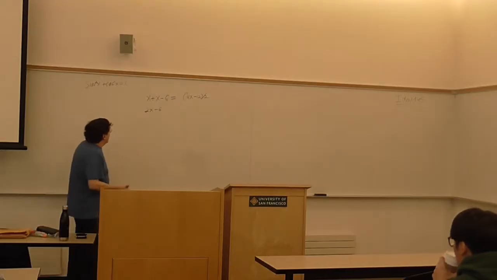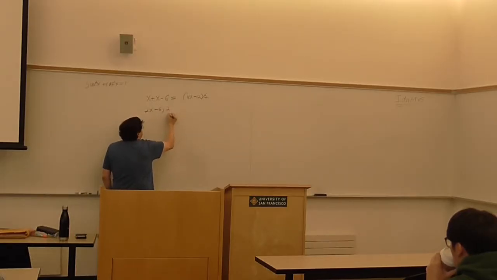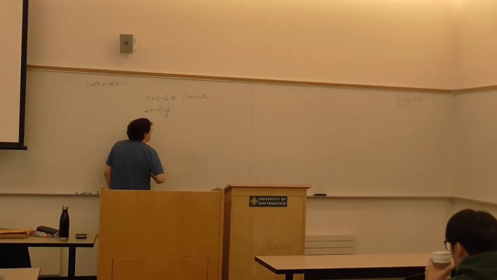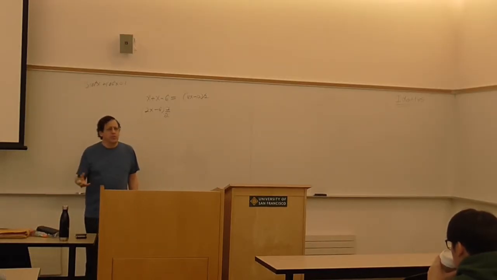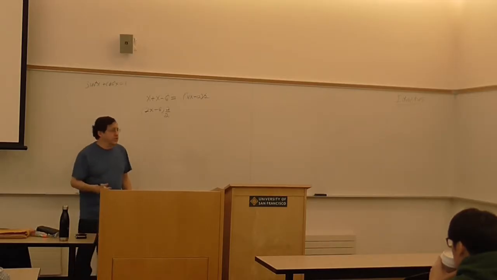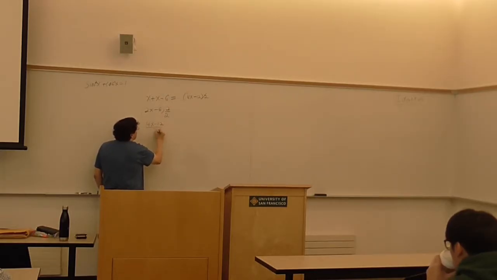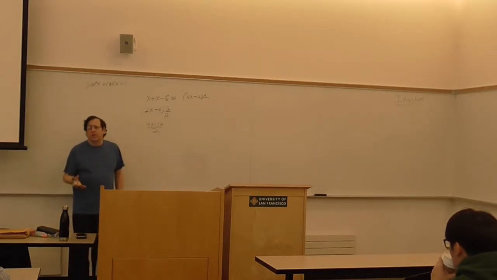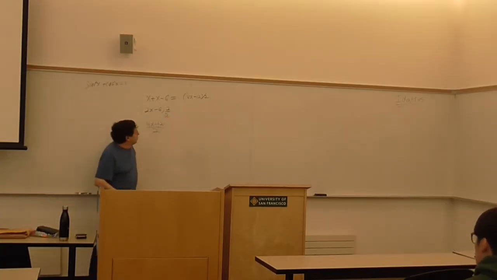And I could take this expression and multiply it by 2 over 2. 2 over 2 is a name for 1, so I'm really just using the identity property of multiplication. And then I could distribute, and I'd get 4x minus 12 over 2. And so the first part of my proof would be complete. I've shown that x plus x minus 6 implies 4x minus 12 over 2.